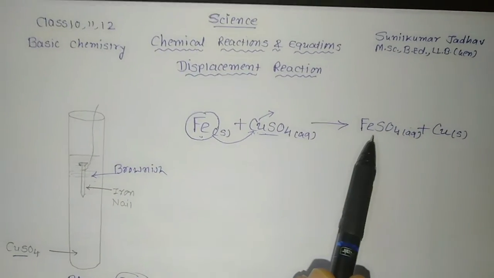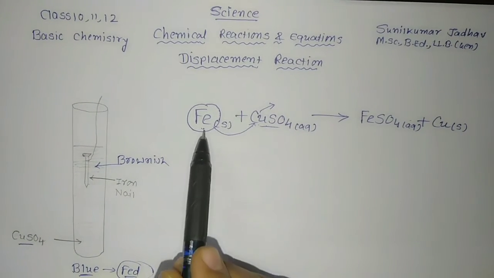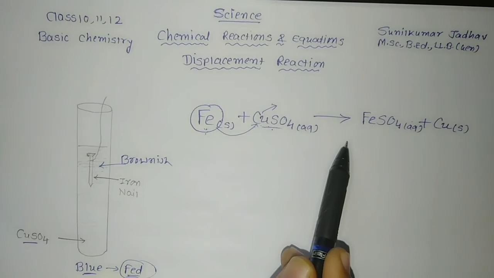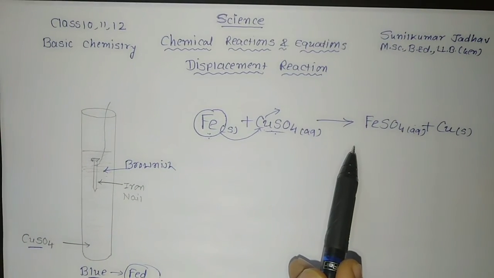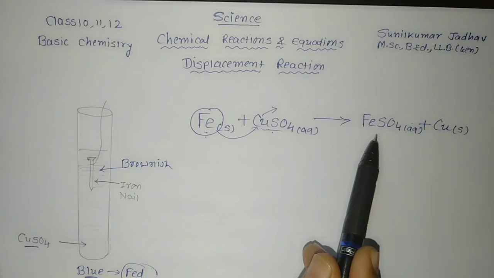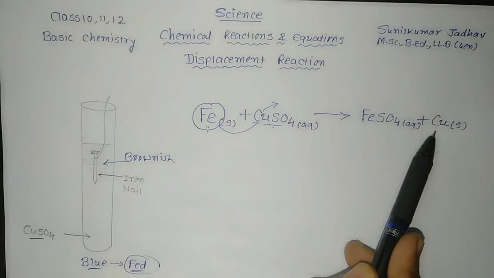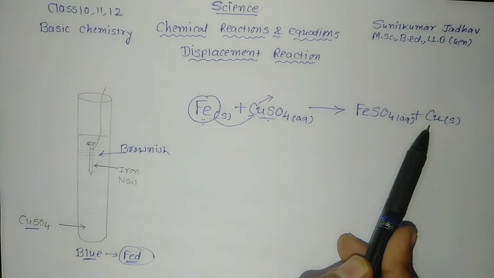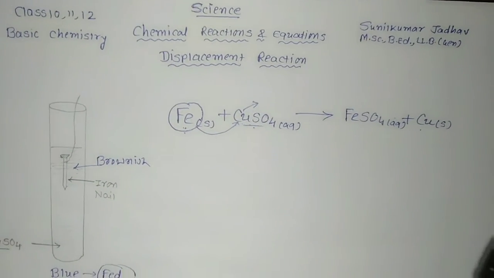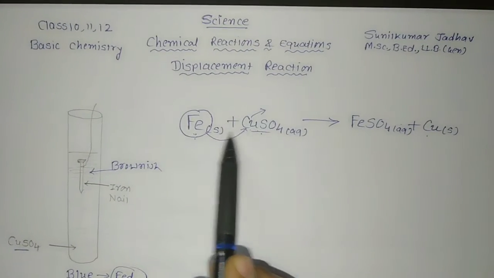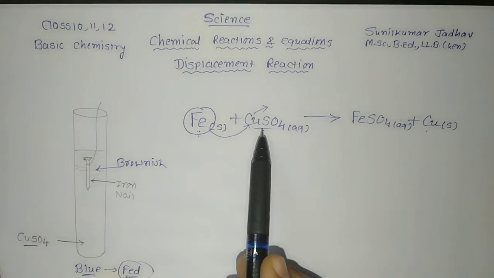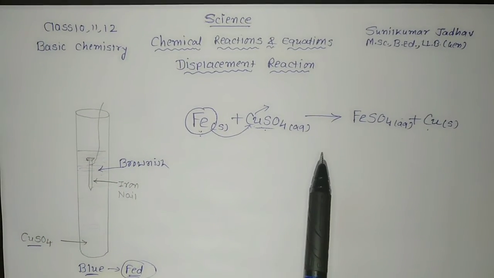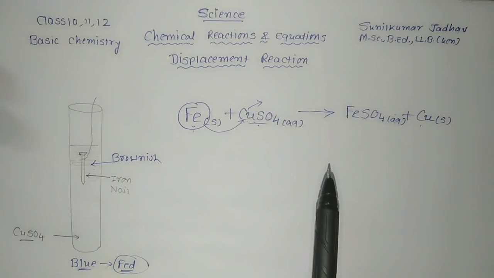Fe plus CuSO4 converts to FeSO4 plus Cu. Fe means iron, CuSO4 is copper sulfate, FeSO4 is iron sulfate, or we can call it ferrous sulfate, and this is Cu, that is copper. So this is what the reaction is. In this reaction the iron displaces the copper, or removes the other element, that is copper, from the copper sulfate solution. Such a reaction is known as a displacement reaction.